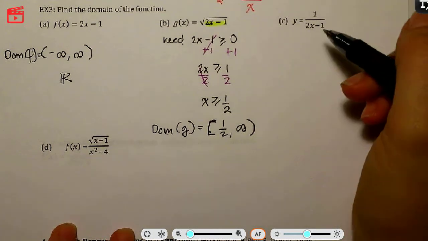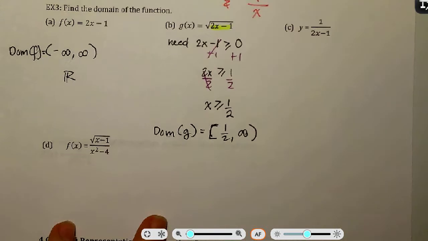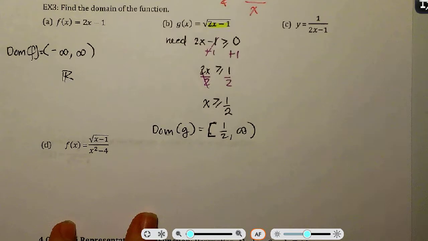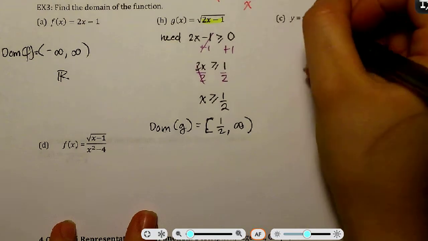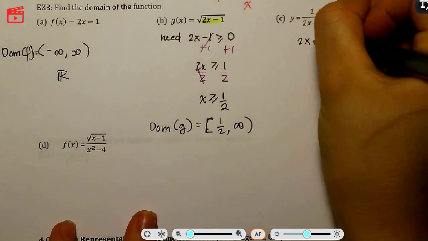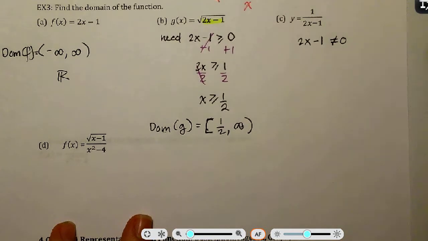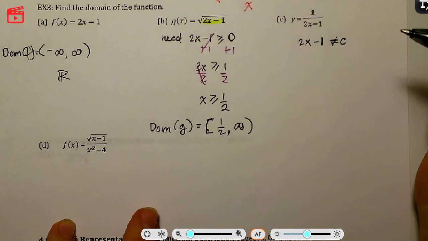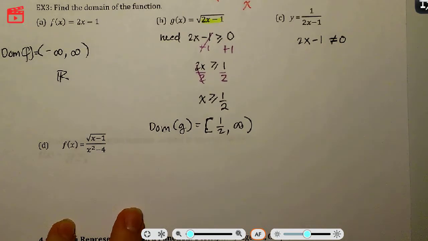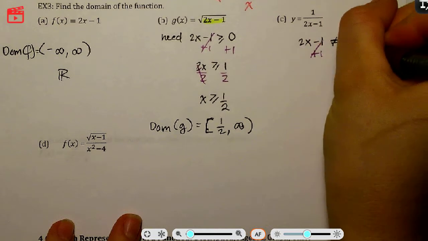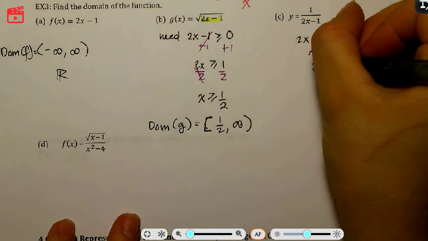Let's take a look at C. I see a fraction. I know problems occur with fractions because I cannot have 0 in the denominator. So I know that 2x minus 1 cannot be 0. I cannot let it equal 0, because if it did, then I'd have a 0 in the denominator, which means it'd be undefined. So I'm going to go ahead and solve this to find that problem number, the one that I need to take out of my domain.